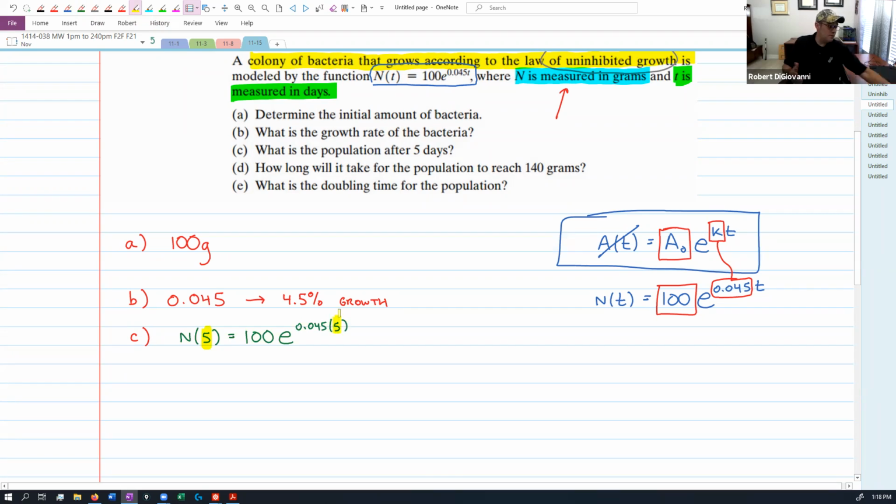And now we need our calculators. We need to be able to evaluate this, so we need to plug everything in properly here. On my calculator, I'm going to first do 0.045 times 5. And that gives me 0.225. And then I'm going to use my e key and raise e to the 0.225. So I get 100 times, and on my calculator, I'm getting 1.252322716. Multiply that times 100, and it moves the decimal point over 2 places.